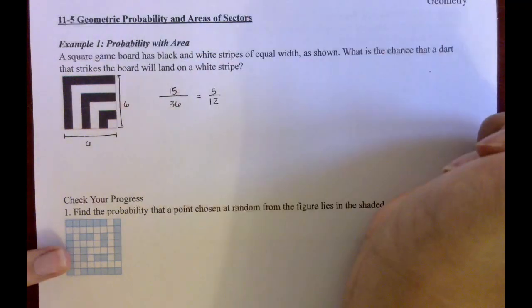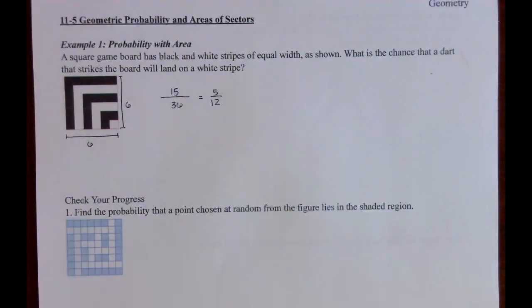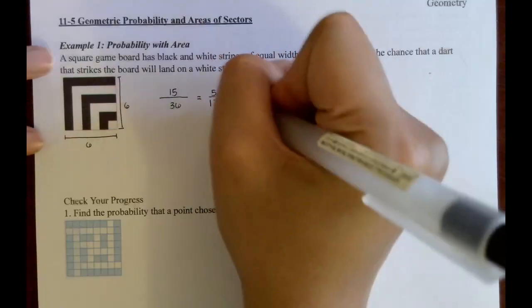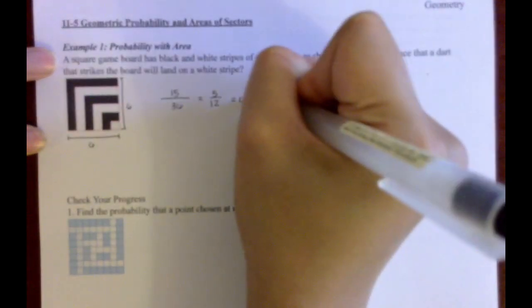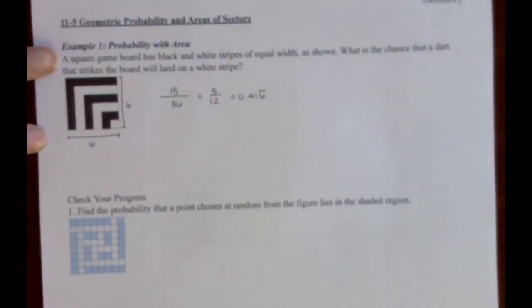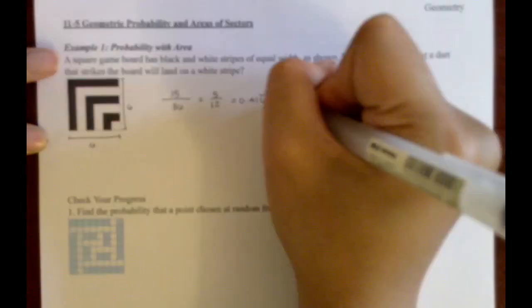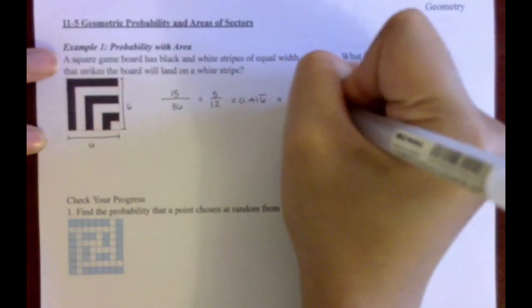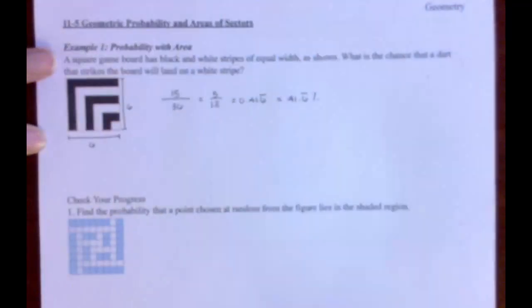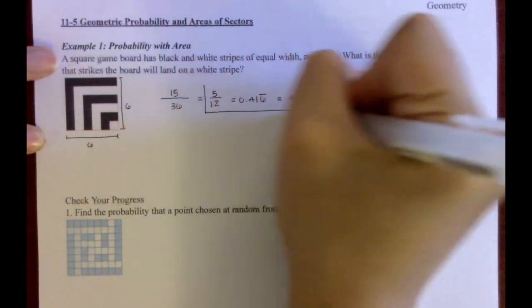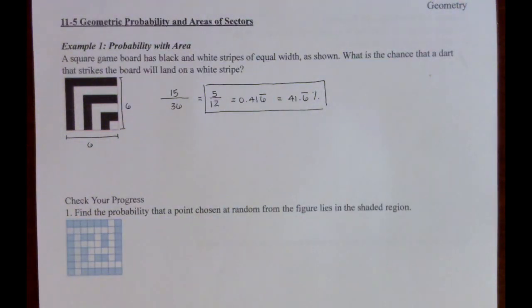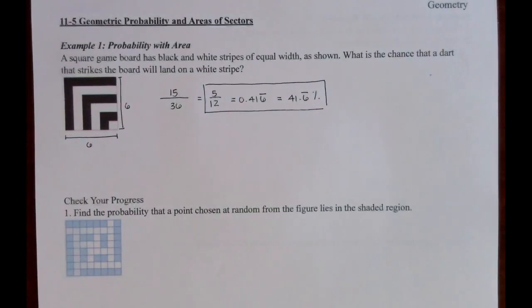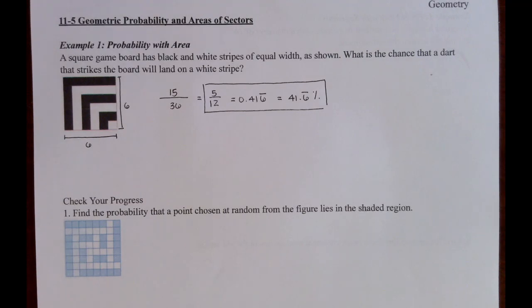So probability, you could write it as a fraction. You could also write it as a decimal. Or you can write it as a percentage, 41.6 bar repeating percent. So all 3 of these are acceptable. But the 5 out of 12 might be easier to visualize. It's nice and easy compared to the repeating decimal here.